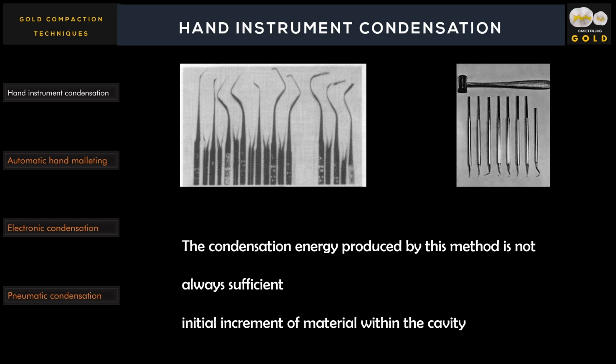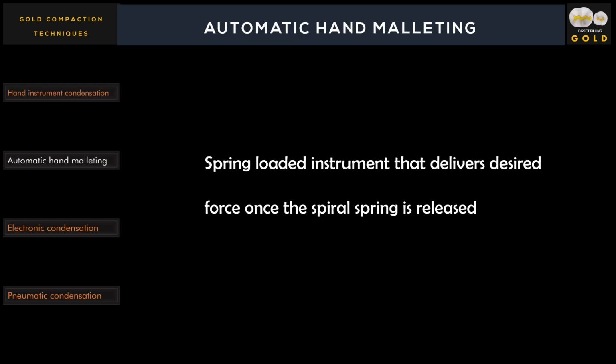In automatic hand malleting, the spring-loaded instrument is used. This equipment, once it is pressed hard over the increment of the direct filling gold, there will be a spring-loaded setup which will tap the direct filling gold and it will be condensed properly.